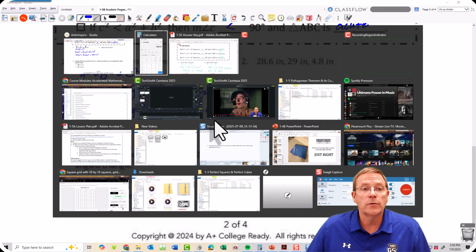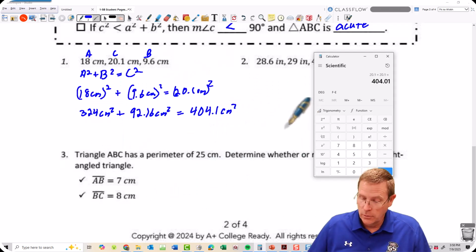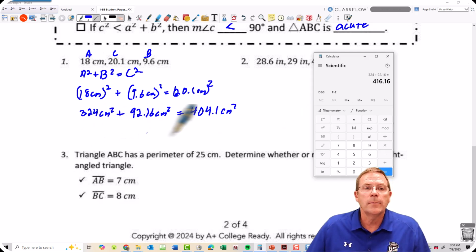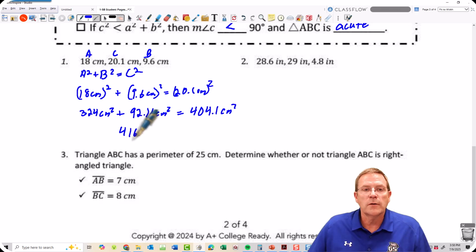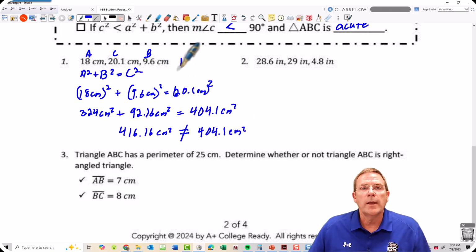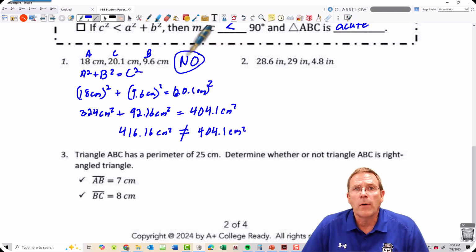But I can just look at those numbers and tell you that they're not going to. If I took 324 and added to it 92.16, I'm going to end up getting 416.16 centimeters squared, which is not equal to 404.1 centimeters squared. So the answer is going to be no, that is not going to be a right triangle.